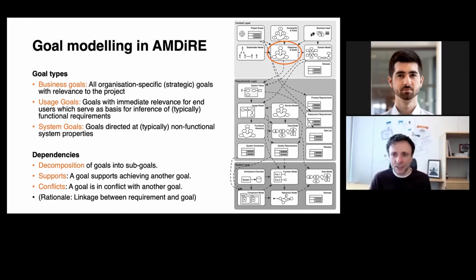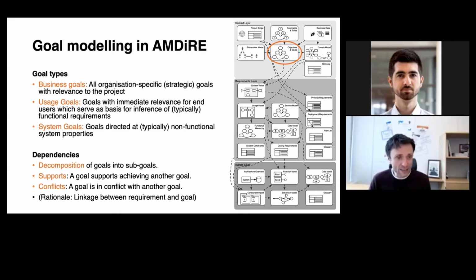As I mentioned, the AMDIRE concept model abstracts from methods and description techniques that have proven to be suitable to cover the needs in practice. And these are the typical 3 classes of goals that share typical viewpoints that stakeholders may have on a project or the product, which is the reason why we capture those different classes of goals.